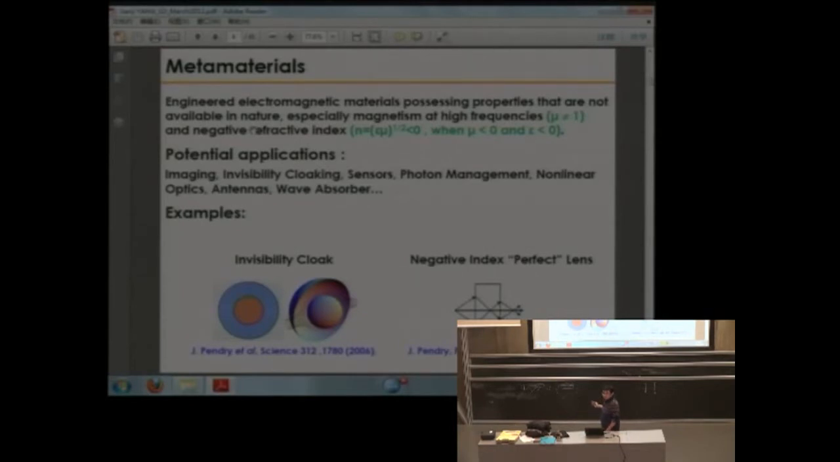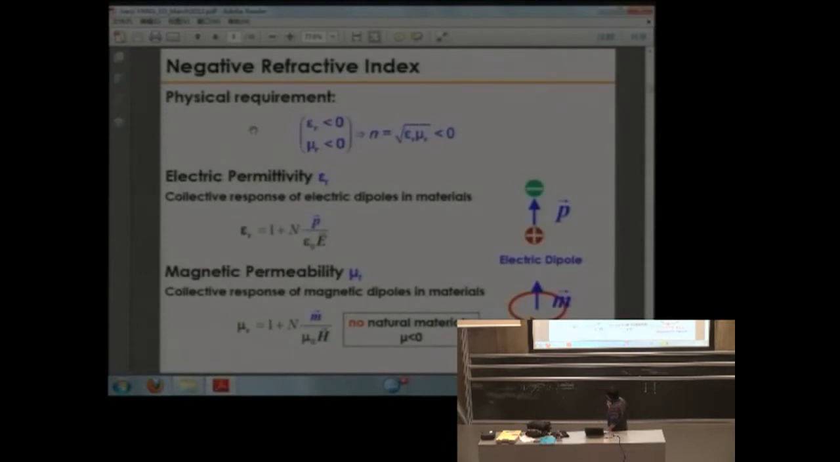The perfect lens is one of the main reasons that invoked the studies of negative index metamaterials, which is the focus of my work. In order to realize a negative refractive index, one has to make the material exhibit both negative electric permittivity and negative magnetic permeability. From a microscopic point of view, the electric permittivity comes from the interaction of the electric dipoles with the external electric field, and the magnetic permeability originates from the interaction of the magnetic dipoles with the external magnetic field.